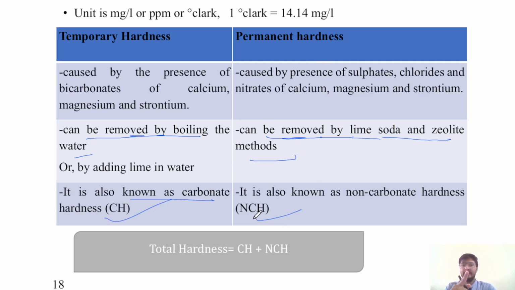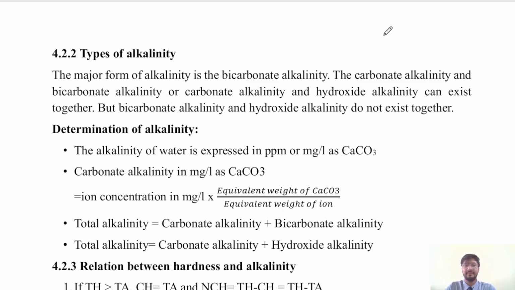One thing please keep in mind, the unit of hardness is milligram per liter or ppm or degree Clark, and 1 degree Clark is equal to 14.14 milligram per liter.